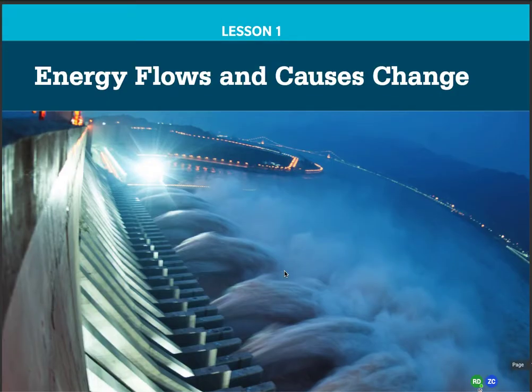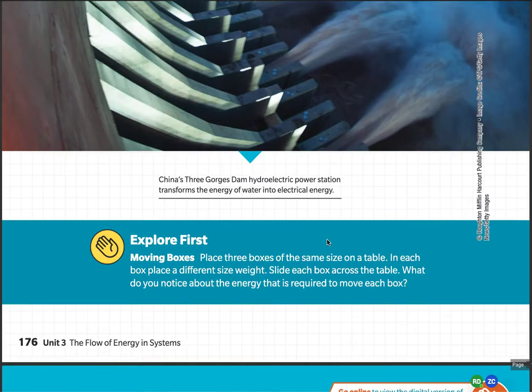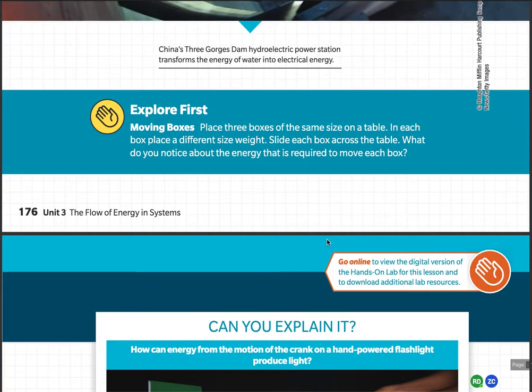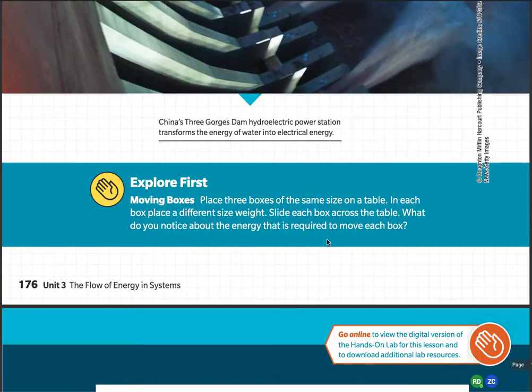I'm actually going to make a video. This is for Unit 3, Lesson 1, Energy Flows and Causes of Change. So in this Lesson 1, all the explorations are talking about how energy flows from one thing or form to another and how it causes changes. So here's a picture of the Three Gorges Dam.